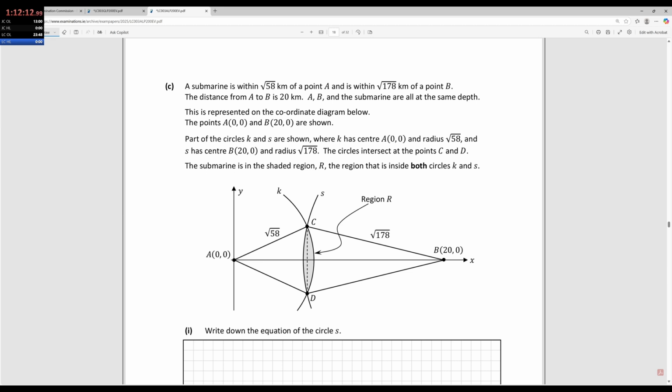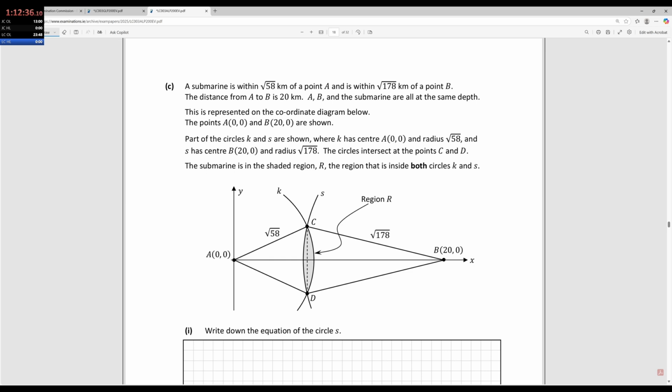Submarine is within 58 or square root of 58 kilometers of point A, and is within... There's a lot of words here. People were not going to be happy with this. Just for me to be is 20. A and B and the submarine are all at the same depth. It's represented on a coordinate diagram.